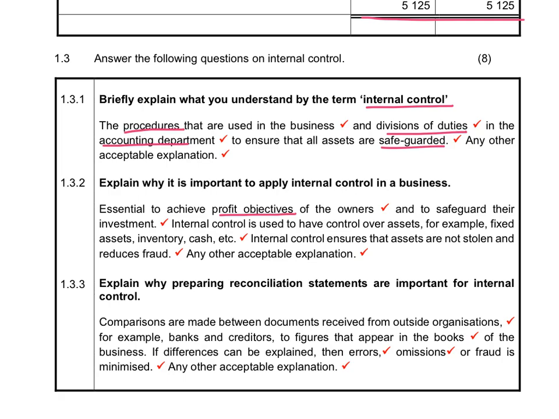Safeguard the investment. So the owner and the bank puts in money into the business, either as own capital or as borrowing capital, and they want to make sure that that investment is safe. It is also internal control over assets, for example, your fixed assets, your inventory, cash, so all your assets. Internal control ensures that assets are not stolen and it reduces fraud.